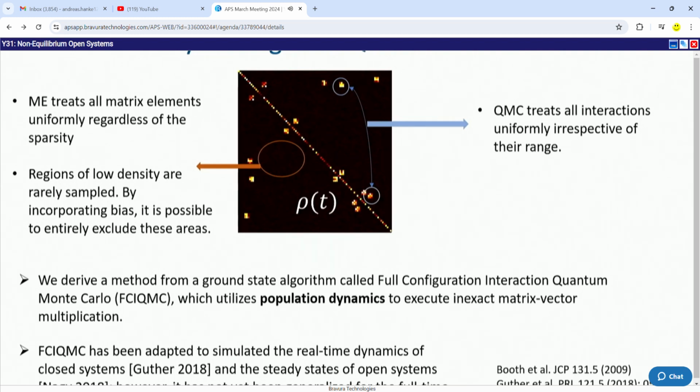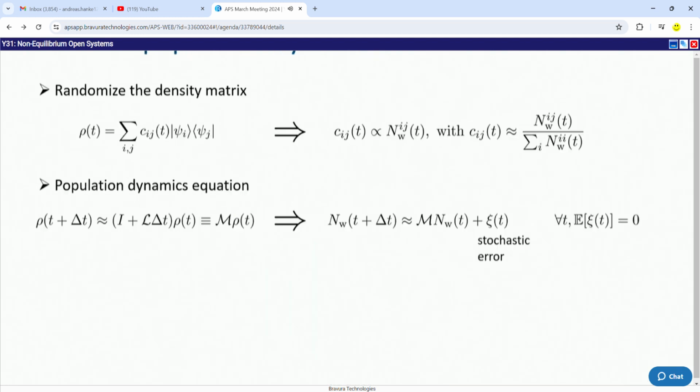So here, what we present is that we can generalize all of these methods to compute the full-time dynamics of open systems using this population dynamics. For the sake of time, I cannot give a very detailed introduction, but I'll give you some sense of how the formalism of our algorithm works.